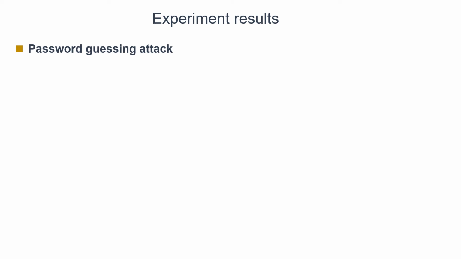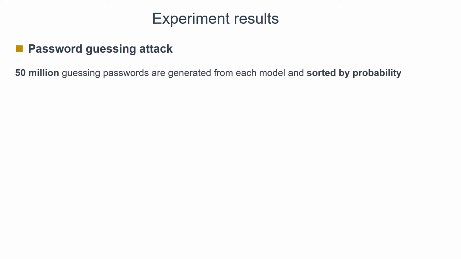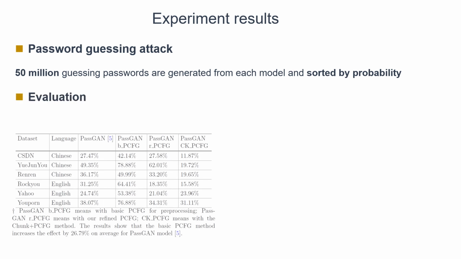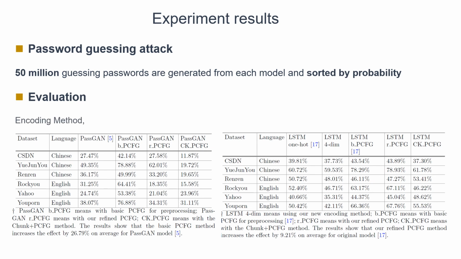Now we present our experiment results. To extensively evaluate the effect of 5 different preprocessing methods, 50 million guessing passwords are generated from each model. The experiment results on 6 datasets show that our new encoding method does not perform well, which can be attributed to 2 reasons. First, the sparsity problem caused by the one-hot encoding may not have serious side effects because passwords are generally short in length. Second, since our new encoding method is only used to represent each character, its advantage, which reflects multiple character features, has not been fully utilized.